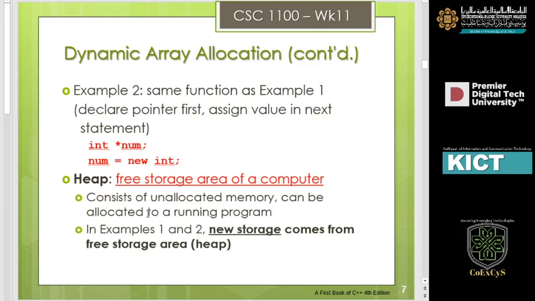So example 2 here has the same function as example 1, right? But we declare the pointer first, and then we assign the pointer to a new integer, right?